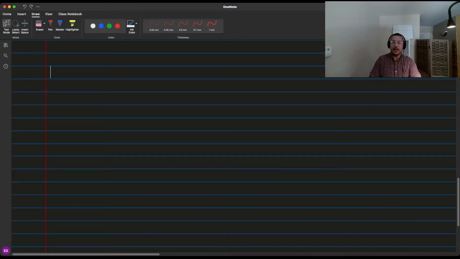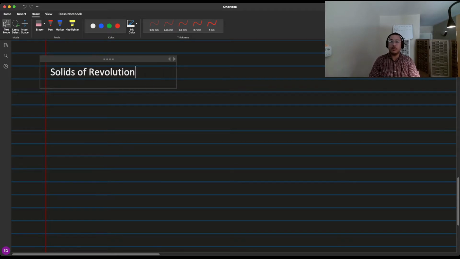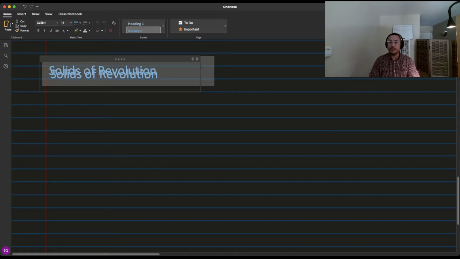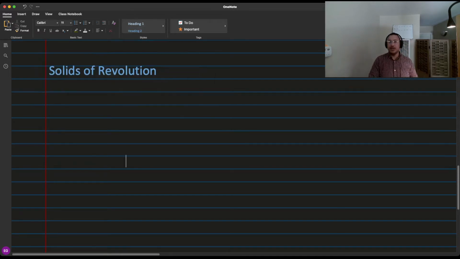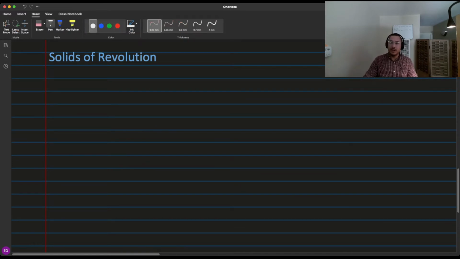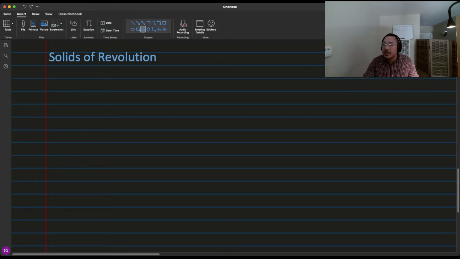So let's talk about surfaces of revolution, solids of revolution. Okay, so what are these solids of revolution? Well, it is very related to what we were talking about before. Normally, let's put in our X and Y axis.